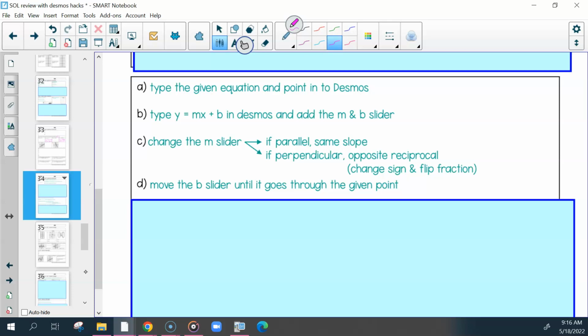Would y equals mx plus or minus b do a difference? You mean like if you type that in? I don't think that would work, because you can already change m to be a negative. I don't know though.